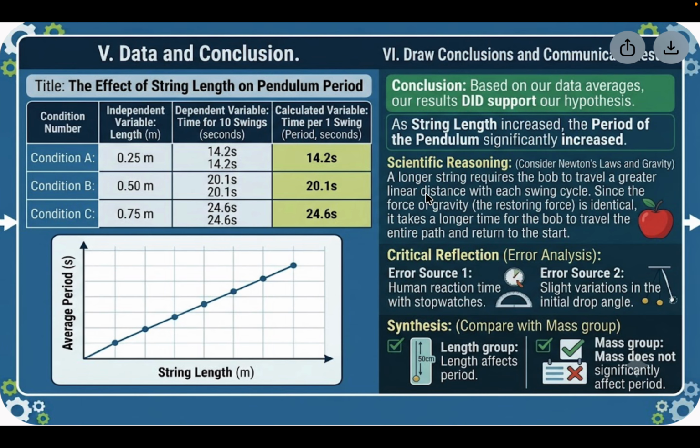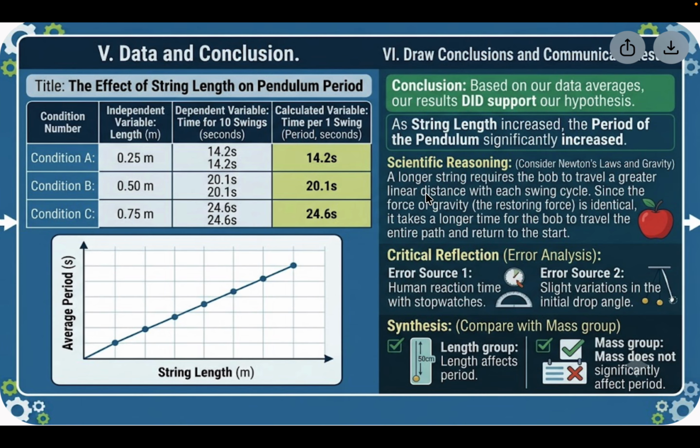String length in meters on the x-axis versus average period in seconds on the y-axis. The data points form a precise linear trend, visually demonstrating that a longer length results in a longer period. Based on these averages, the conclusion is drawn and communicated. Conclusion: the data did support our hypothesis. As string length increased, the period of the pendulum significantly increased.